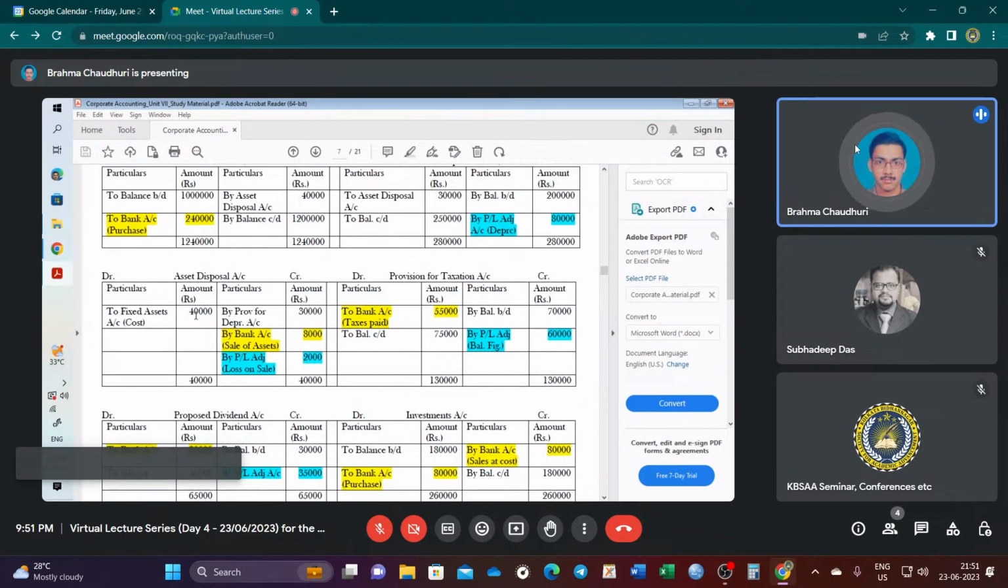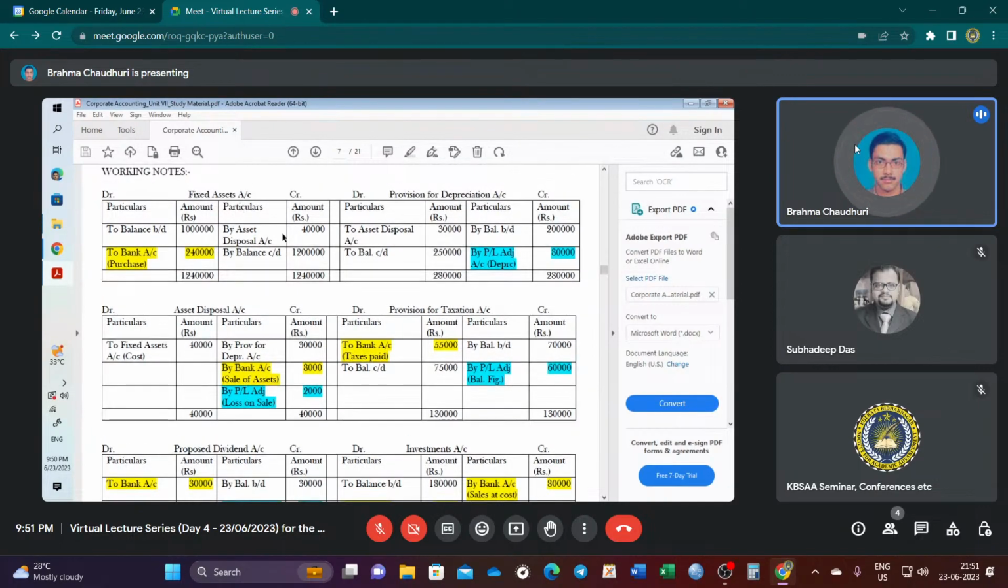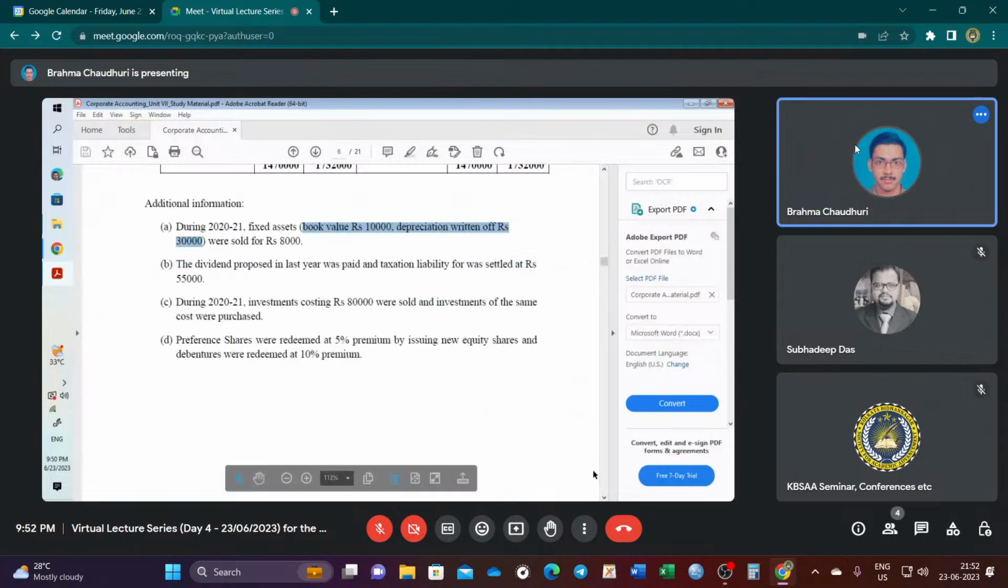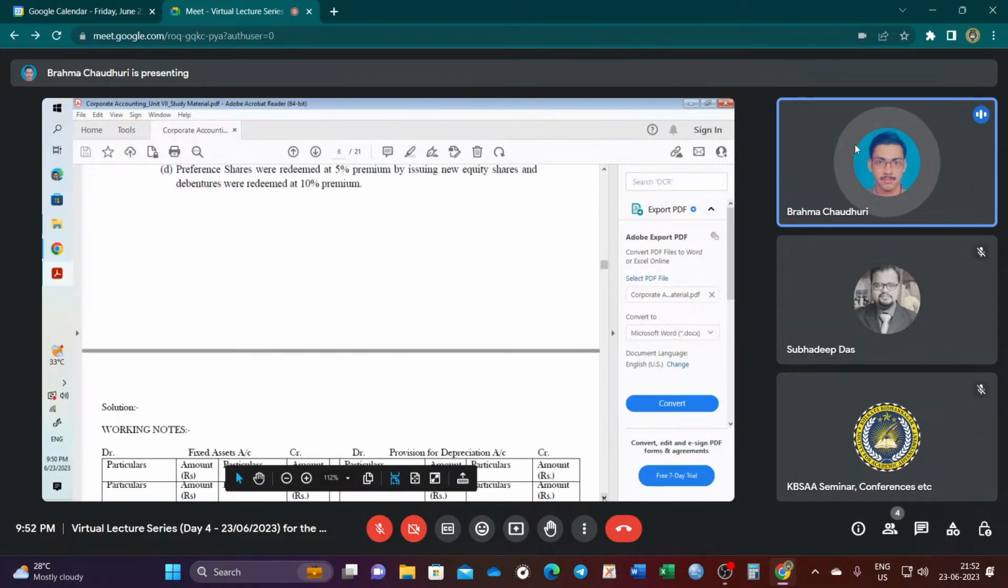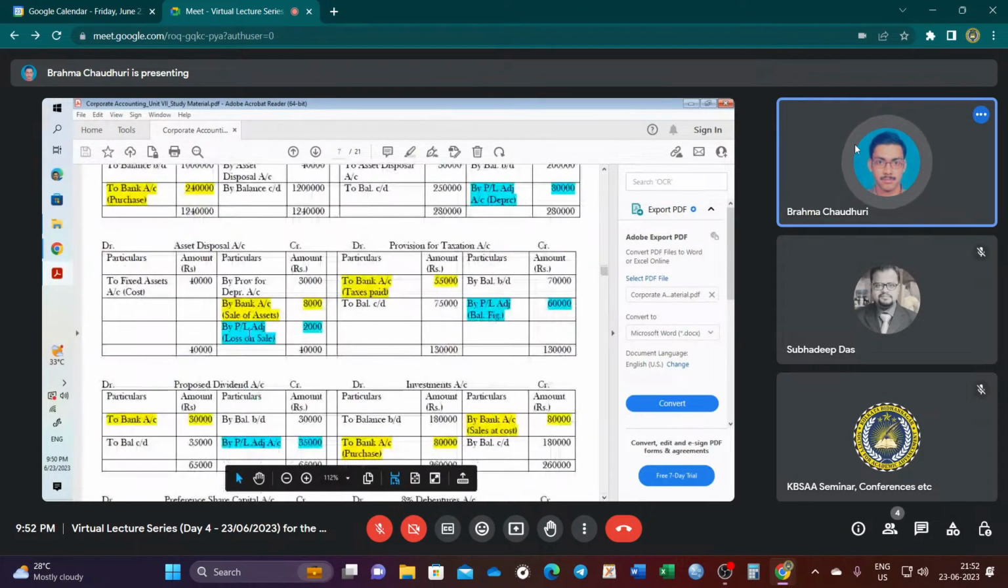So to fixed assets account 40,000, that is again shown in the fixed assets account by asset disposal account 40,000, because this particular fixed asset is being disposed of. That is why this fixed asset balance will have to be shown in the credit side by asset disposal account 40,000. After that, these fixed assets have been sold for 8,000. So we are stating here by bank account, sale of fixed assets 8,000, and we are getting a loss by profit and loss adjustment account, loss on sale of 2,000.